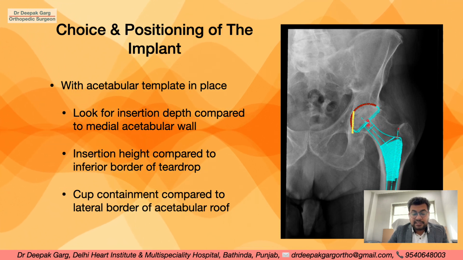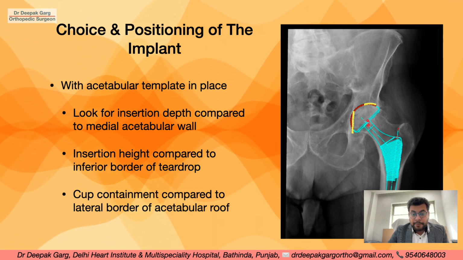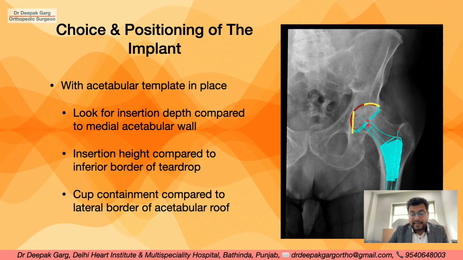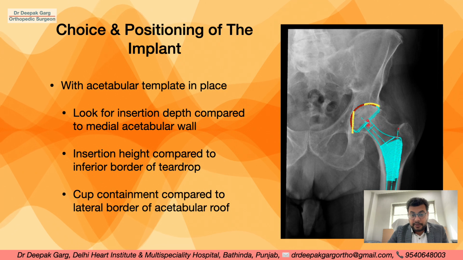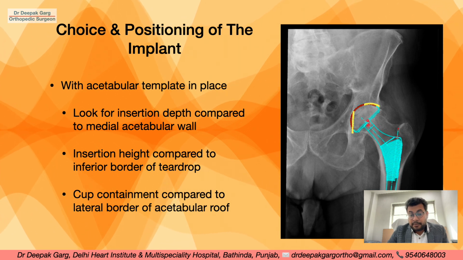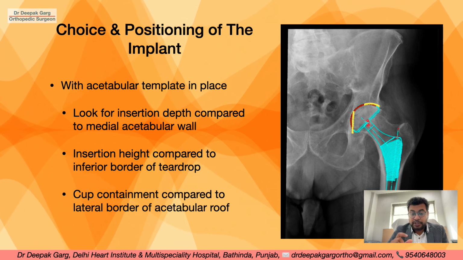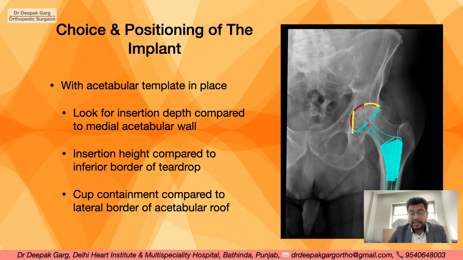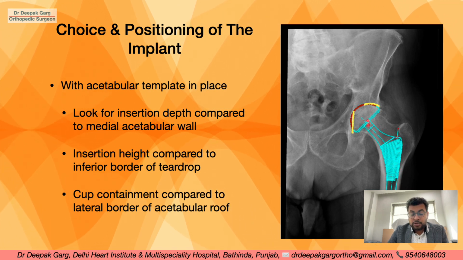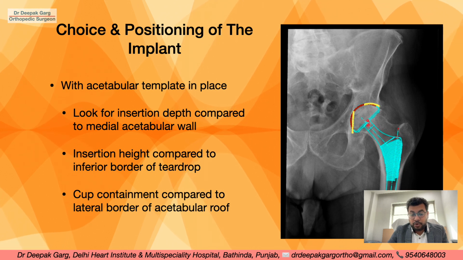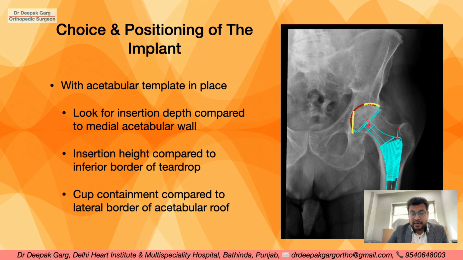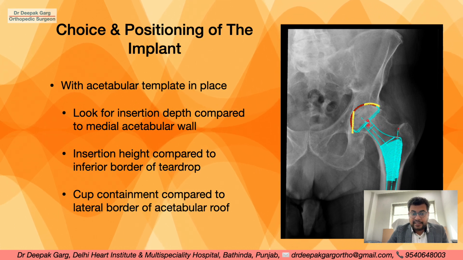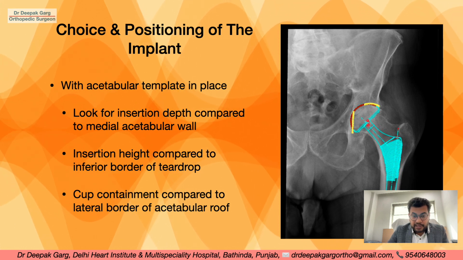And the third thing is the cup containment. The inferior part of the cup will lie at the teardrop, so the superior part may come out of the lateral wall of the acetabulum. We need to know this beforehand, how much the component is contained properly. So these three points we should know beforehand: insertion depth, insertion height, and cup containment for the acetabular component.